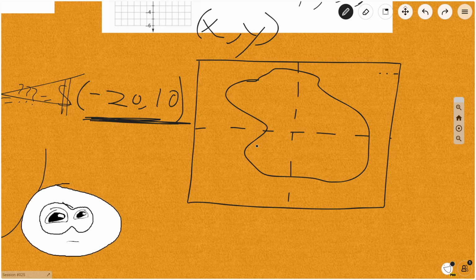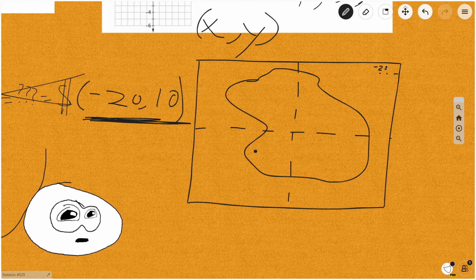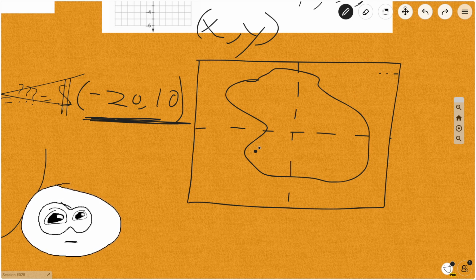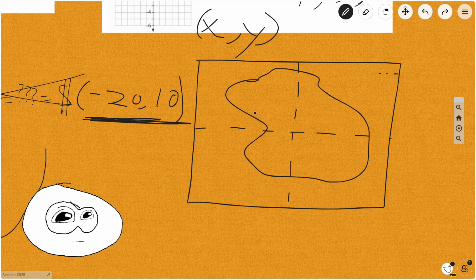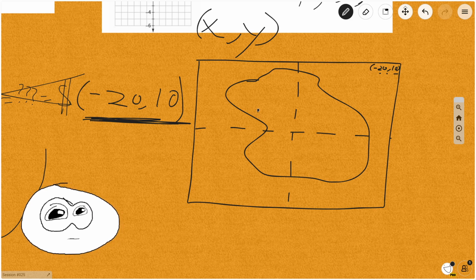Follow and figure out, okay, well, if negative 20, 0 is there, but if I put my mouse right here, then no, that's negative 20, negative 10. One more, what about right here? Yeah, this looks like about negative 20, 10. And you're like, aha! Alright, so this is where the boss is at.